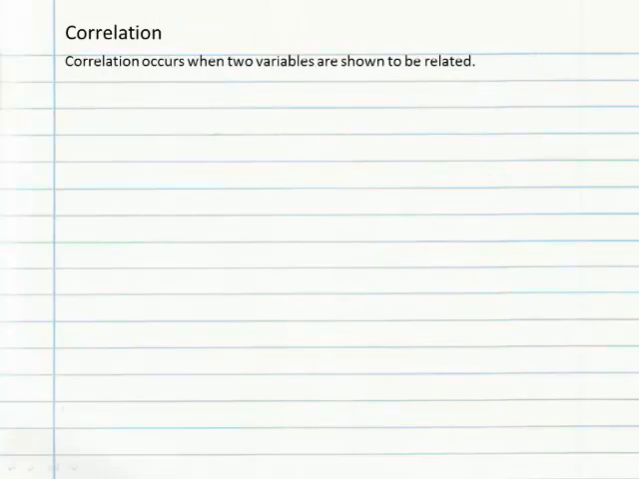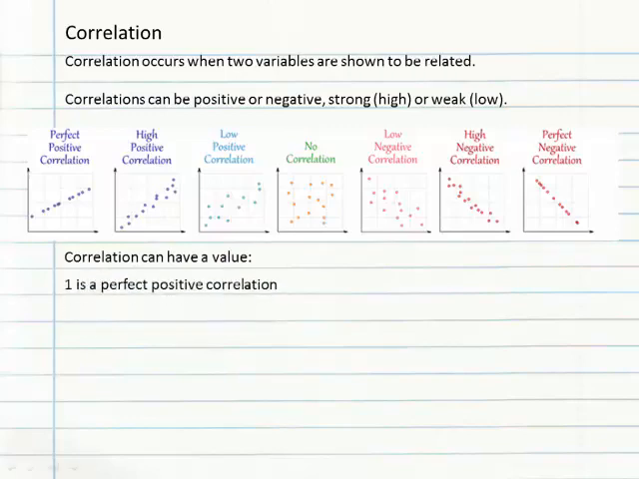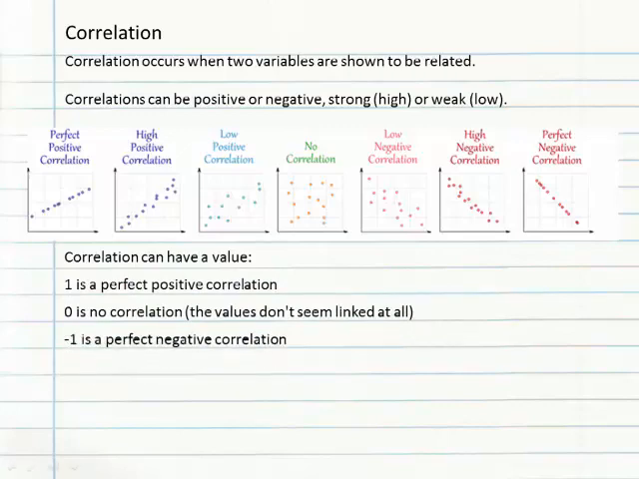Correlation occurs when two variables are shown to be related. They can be positive or negative, strong or weak. Here we have perfect positive correlation, high or strong positive correlation, low positive correlation, no correlation, low negative correlation, high negative correlation, and perfect negative correlation. Correlation can also have a value. 1 is a perfect positive, 0 is no correlation, and -1 is a perfect negative correlation, and we'll talk a little bit more about that later in this video.